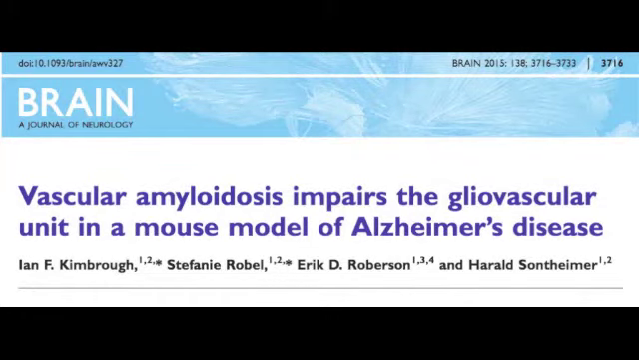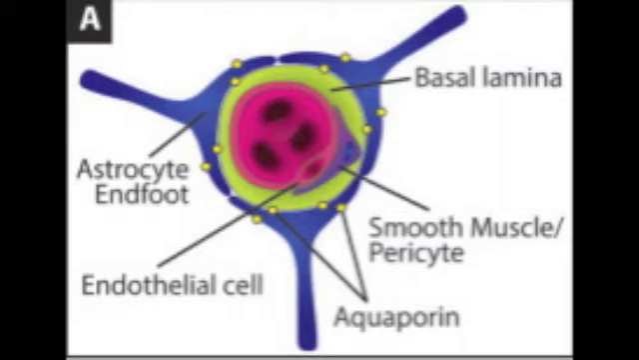Our study was focused on vascular amyloidosis and how it impairs the gliovascular unit in a mouse model of Alzheimer's disease. This is a cartoon depicting the gliovascular unit with astrocyte end feet expressing the water channel and vascular smooth muscle cells, or pericytes, surrounding the endothelial wall. This unit is composed of neural and vascular cells, and assures sufficient blood supply to active brain regions.